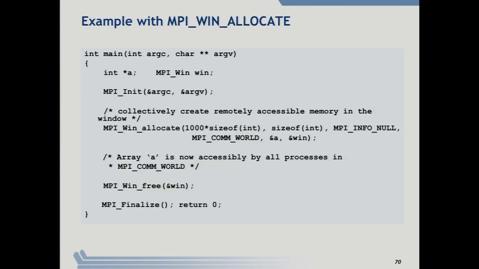Okay, and so in this case, we eliminate the A equals malloc. We pass the size, and we are returned the address of the pointer to ints. We also get back the window object.